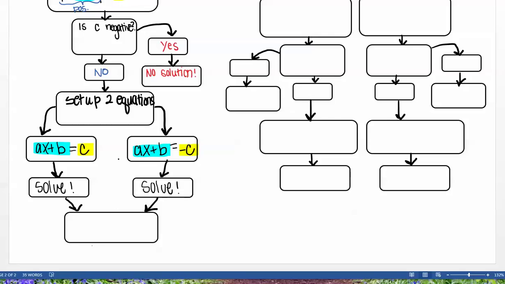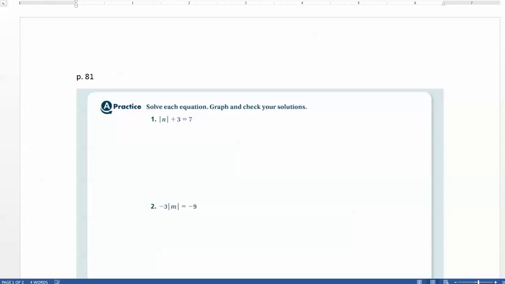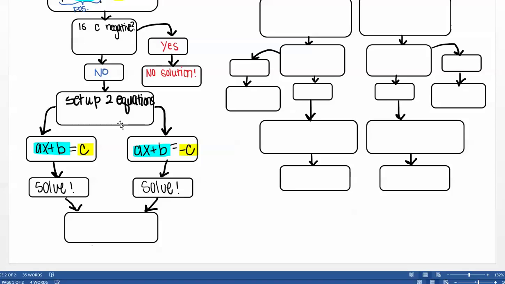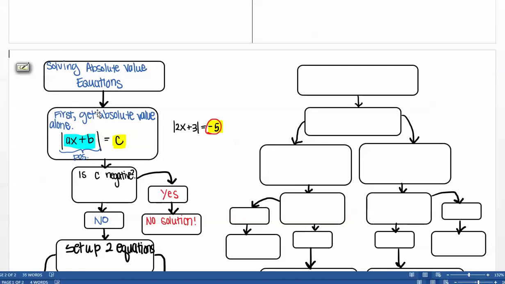Okay, so next we're going to practice some problems in your book. So if you can get your book. Okay, so we are on page 81 in your book. At the top of the page, we're looking at practice problem number 1. So it says the absolute value of n plus 3 is equal to 7. So if we look at our steps, the very first thing is to get the absolute value alone. Don't rewrite the equations first. You have to check this. So get the absolute value alone.